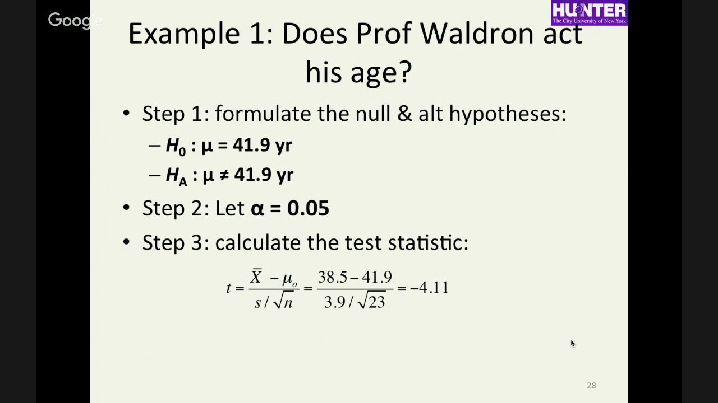So let's set alpha equal to 0.05 and calculate the test statistic. The mean of your guesses was 38.5 years minus 41.9, divided by the standard error, using a standard deviation estimated from your sample of 3.9, and I get a value of minus 4.11.